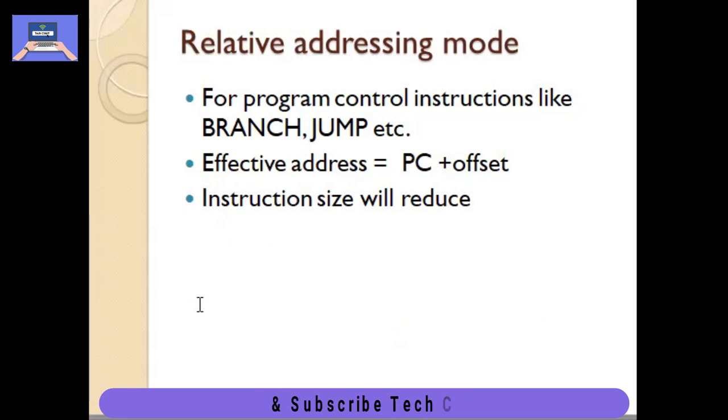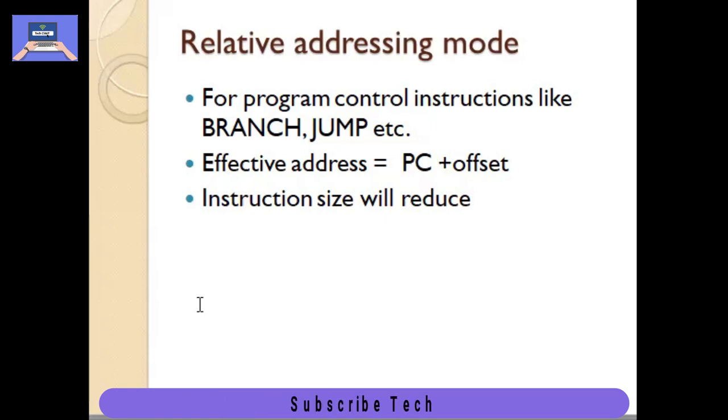For example, a program is running at memory location 500, right? And at location 500 a branch comes and it asks the program execution to jump from 500 to 550. So there is a branch of 50, a jump of 50.